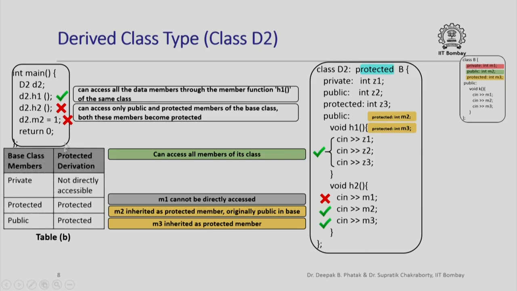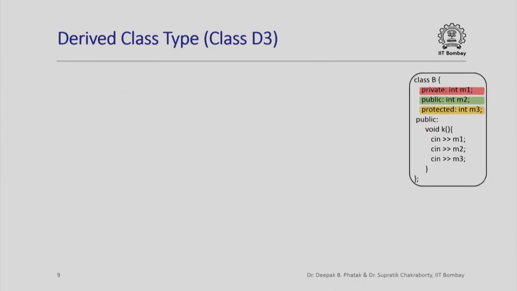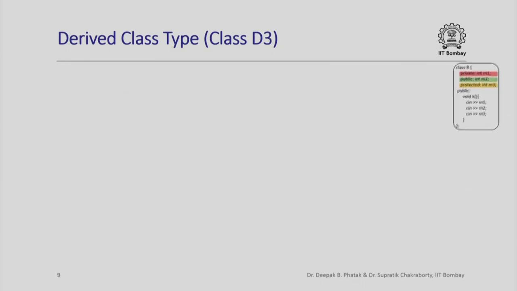So to summarize what we studied in this slide, when we are having protected derivation, then if the base class member is private, then of course it cannot be accessed within the derived class. If the base class member is protected, then it can be accessed within the derived class as a protected member. If the base class member is public, then because I am doing protected derivation, the least accessible of these two specifications will prevail, and therefore this data member will be accessible within the derived class but as a protected member. And finally let us see what happens when I do a private derivation.